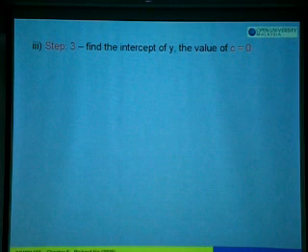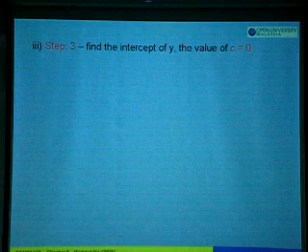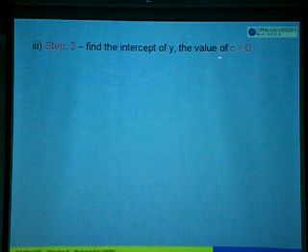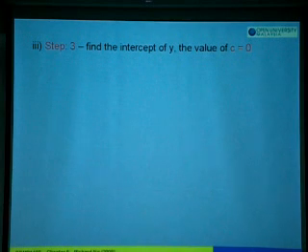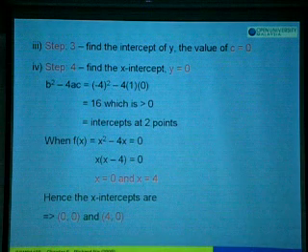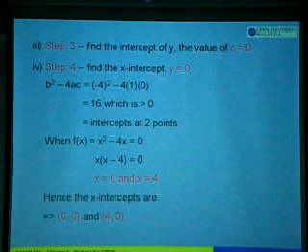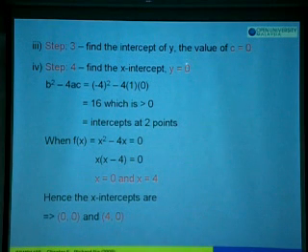Okay, step 3 is to find the intercept of y. Usually it's given by the value of c. In this example, c is equal to 0. And then step 4 is to find the x-intercept. The condition is y equals 0.